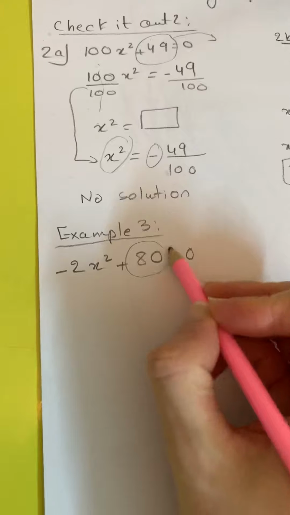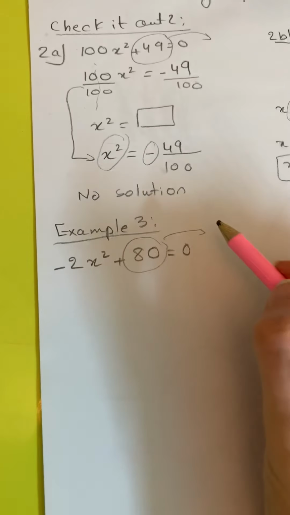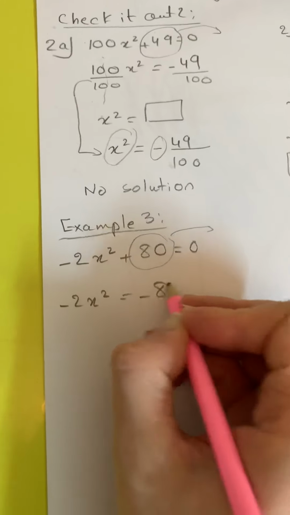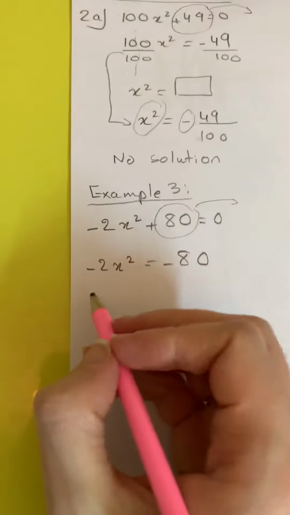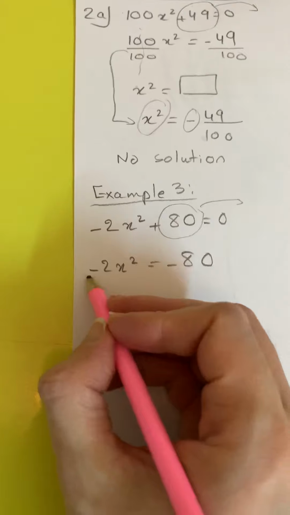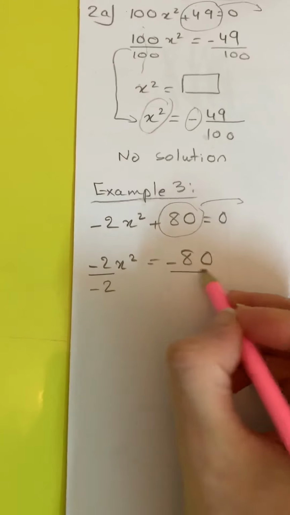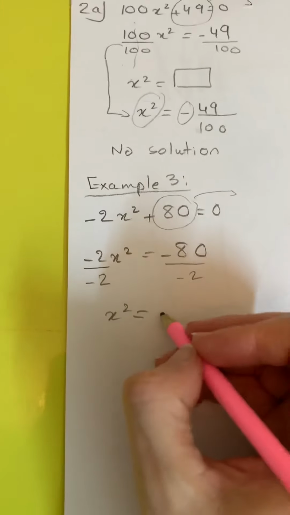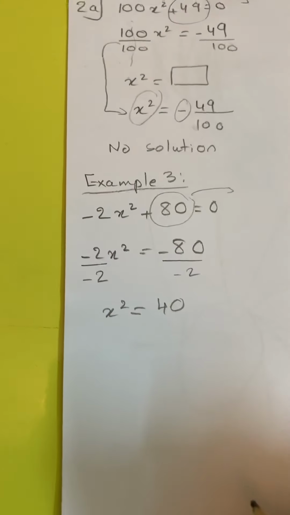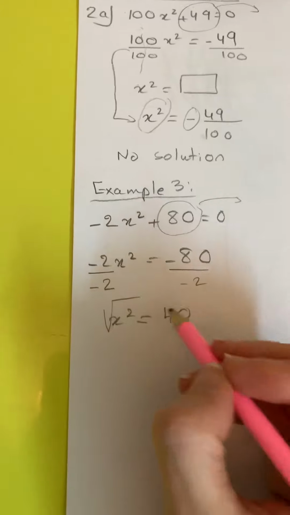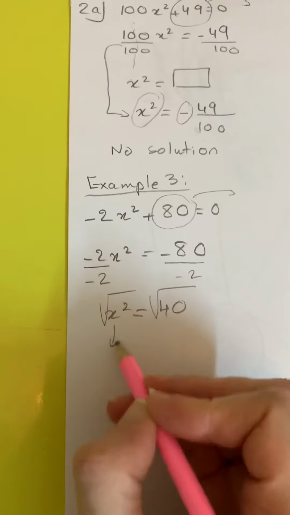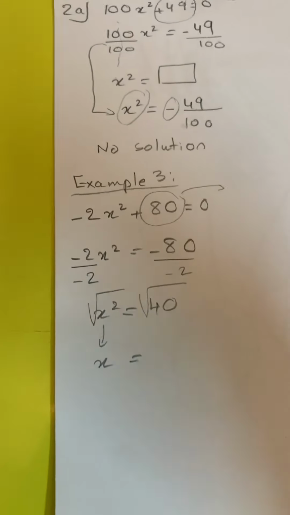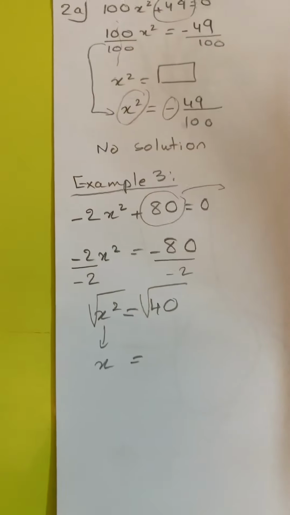So you know by now that you have to take 80 to this side. So it becomes negative 80. And then you have to get rid of negative 2, so you divide by negative 2. And here when you divide these two, it will become 40. Now when you put the square root sign, this will give you x. And for this one, you think, what to the power of 2 will be 40?